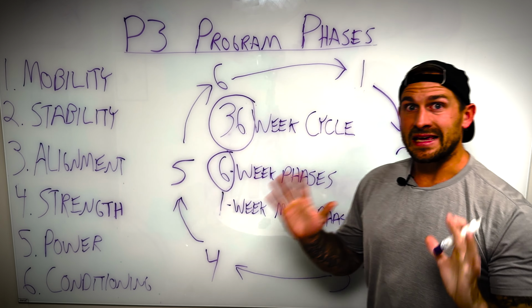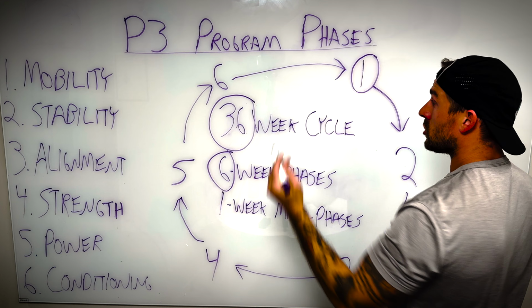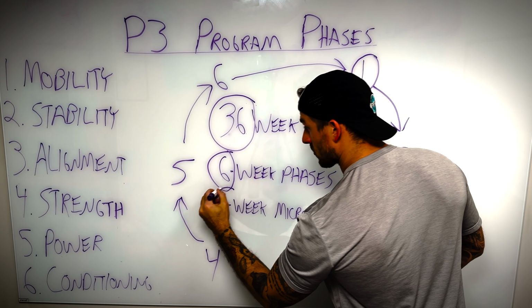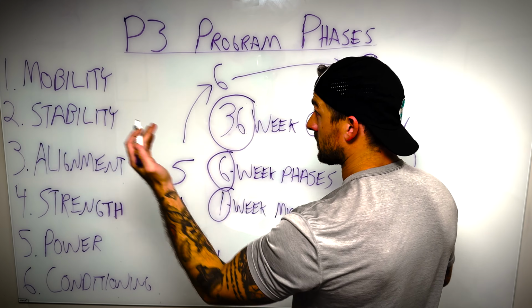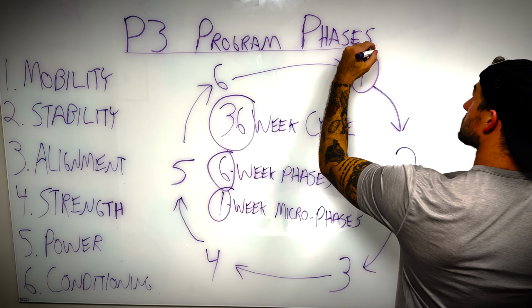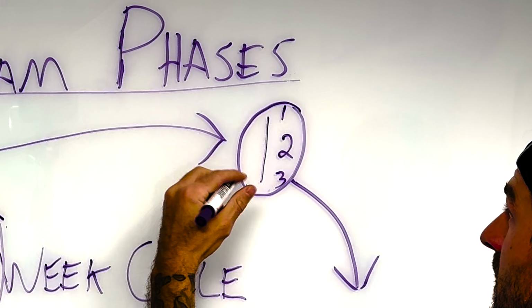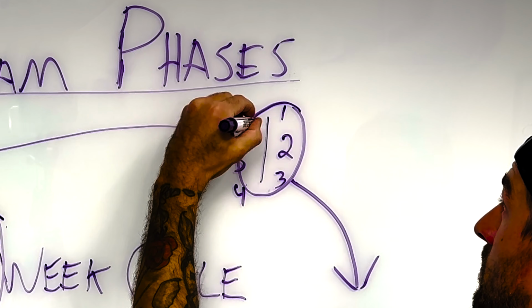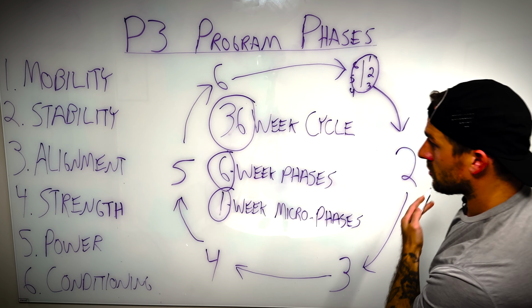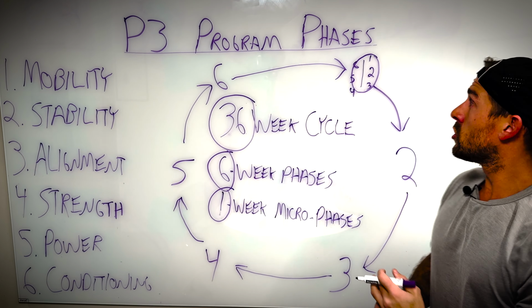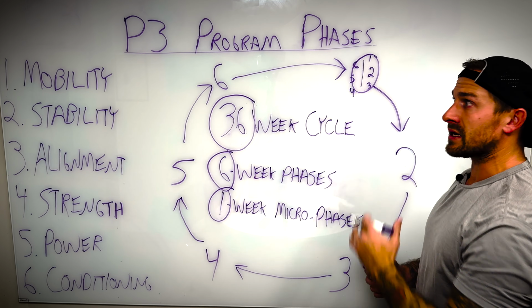But within each phase, so within our mobility phase here, we have 6 micro phases, each one 1 week long. And again, we go through our same 6 here. So we have 1 mobility, 2 stability, 3 alignment, strength, power, and conditioning. So as we are cycling through these 36 weeks, we have 6 6-week cycles that are all also cycling through the same phases.